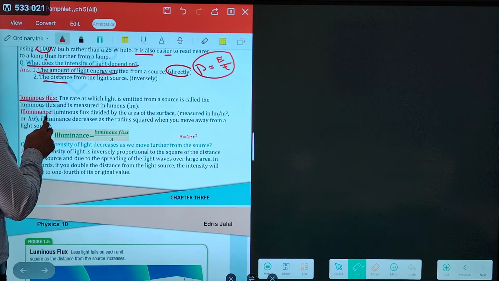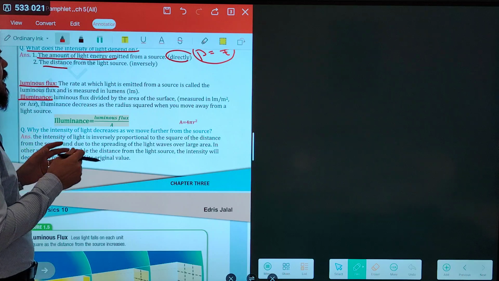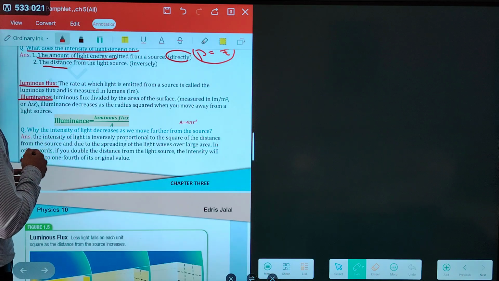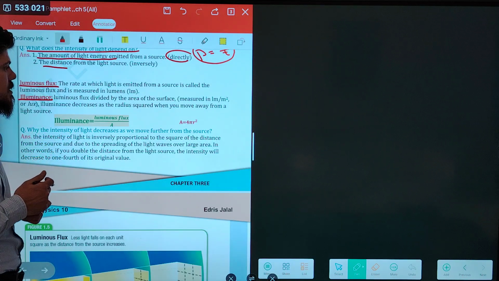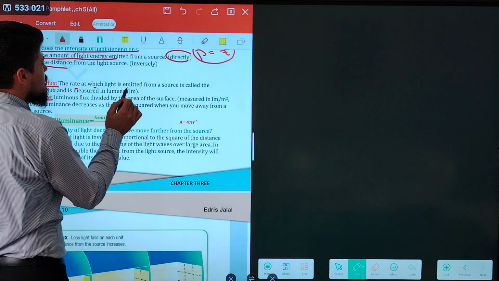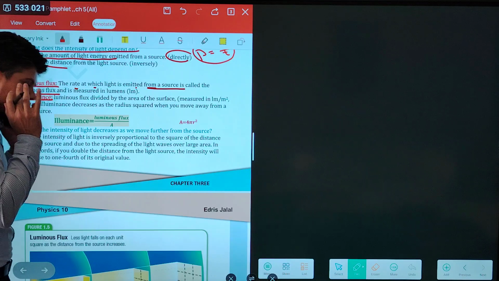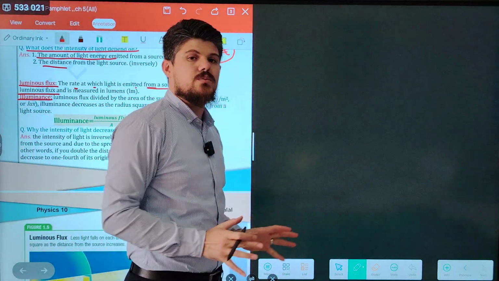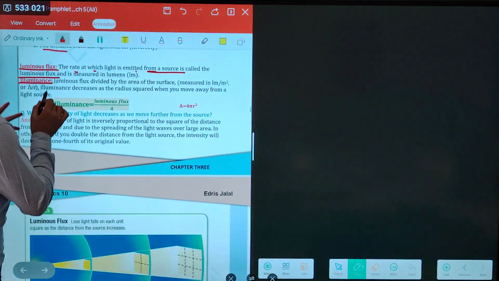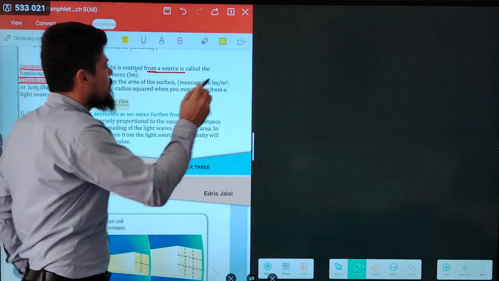What are luminous flux and illuminance? Luminous flux: the rate at which the light is emitted from the source is called luminous flux and is measured in lumens. What is luminous flux? The rate at which the light is emitted from the source. The amount of light that is emitted from the source is called the luminous flux. But illuminance, what is illuminance? Luminous flux divided by area.